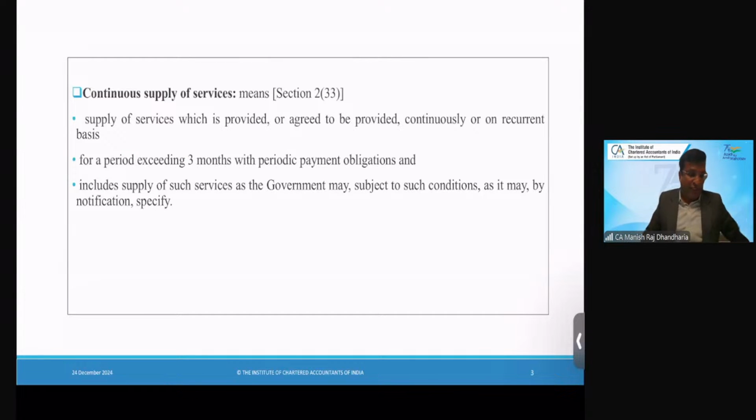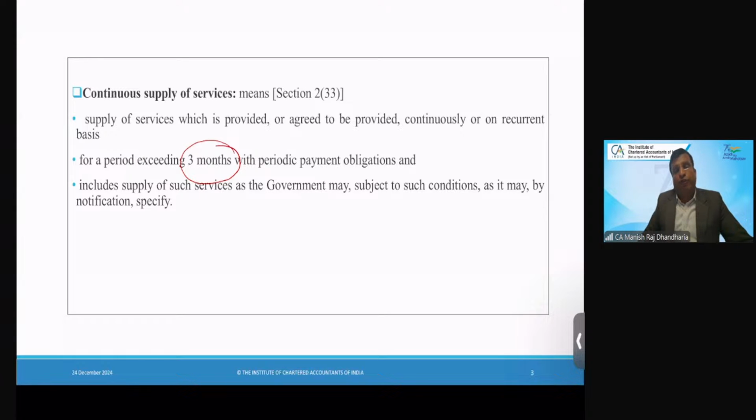Similar is continuous supply of services. This has the same meaning as that of goods, but the only difference is that here the period should be more than 3 months. You can see over here, the first point is similar: supply of services which is provided or agreed to be provided continuously or on a recurring basis for a period exceeding 3 months with the periodical payment obligation.